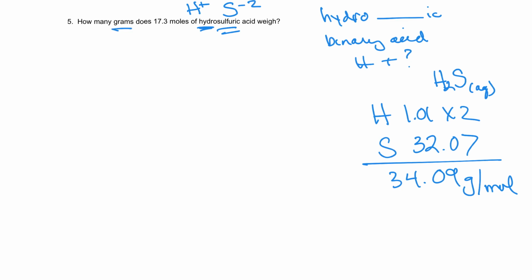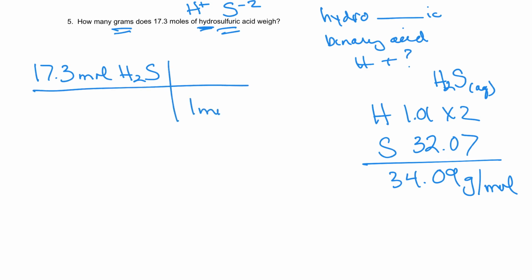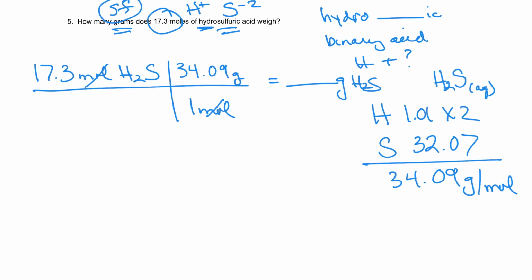Now I want grams. I'm in moles, so I'm going to write down what I'm starting with, 17.3 moles of hydrosulfuric acid. And I know in this case, 1 mole of hydrosulfuric acid is 34.09 grams. My moles cancel, I'm at grams, and that's what I want, grams of H2S. So you can do the math. Make sure that you round to 3 sig figs and put your answer in scientific notation, and you should be good to go.